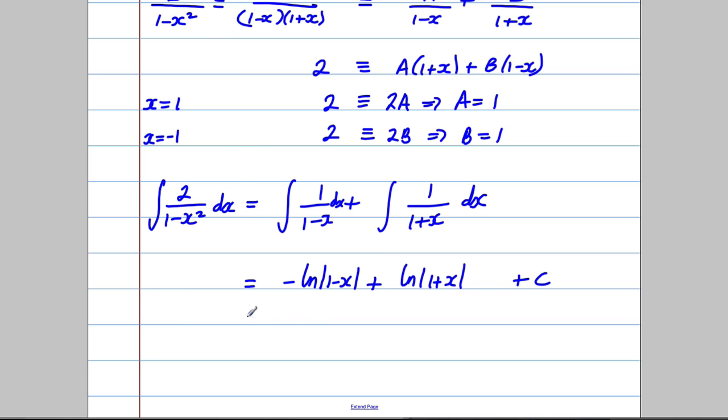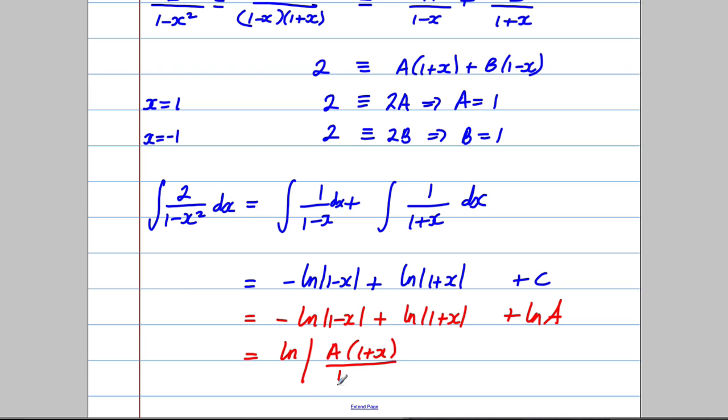Now, if I wanted to combine it, I could write that as negative ln 1 subtract x plus ln of 1 plus x plus ln of some number there. So I've got two ln's added, they could be multiplied, and then a subtract, so I can divide by that. So I could write that in one combined ln as ln of a 1 plus x divided by 1 subtract x, like that. And that would be the combined version of that in perfect form.